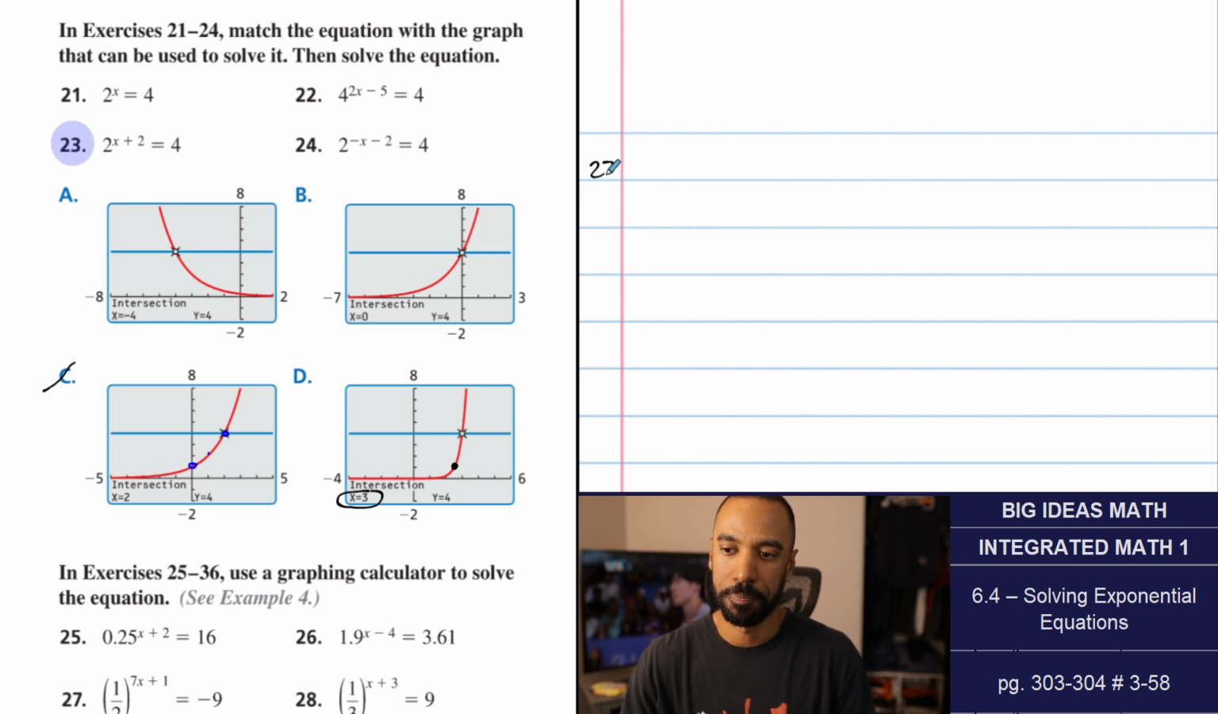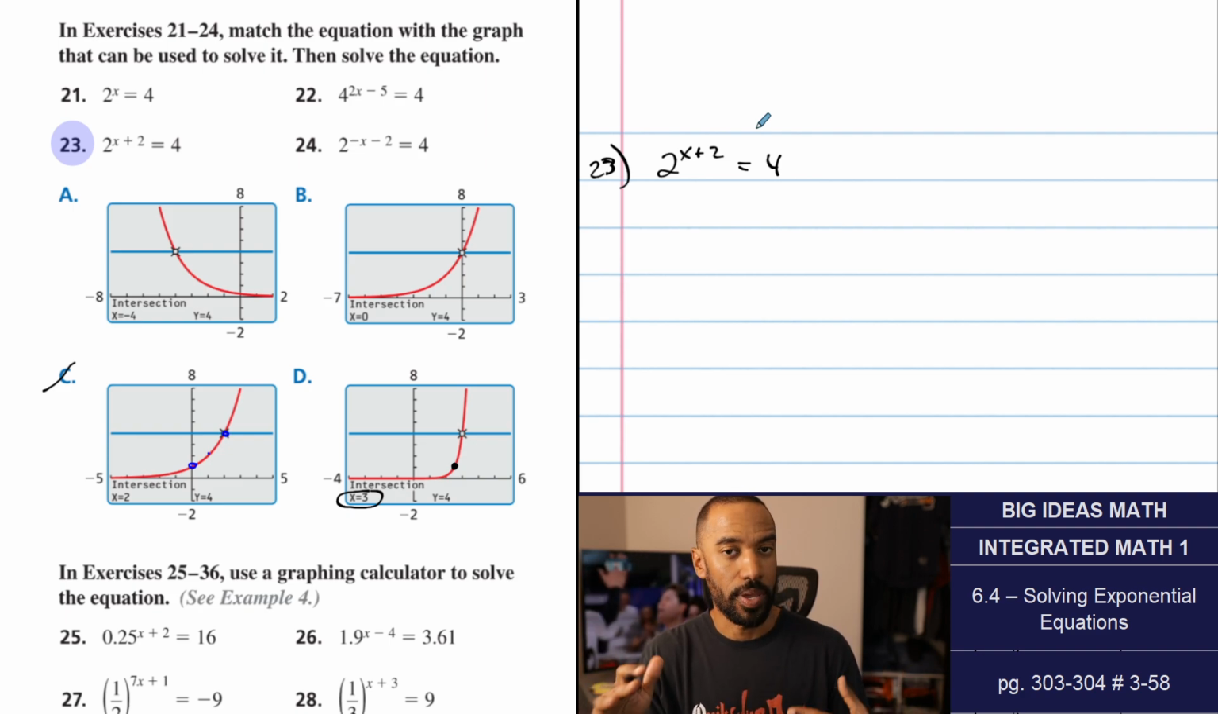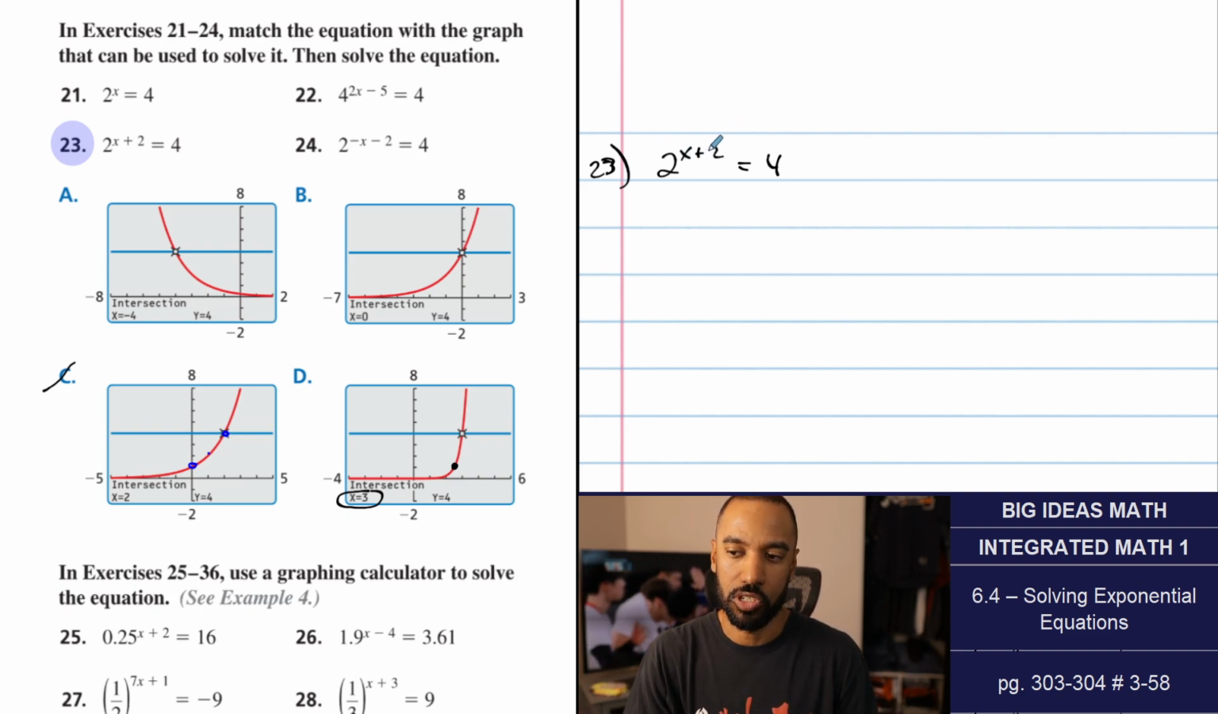All right, number 23 says 2 to the x plus 2 power equals 4. Now we're going to look for the y equals 2 to the x plus 2 graph. This is one we have seen more of, and this x plus 2 means we are going to shift 2 to the left to get the graph that we want. And that's going to look like graph B.